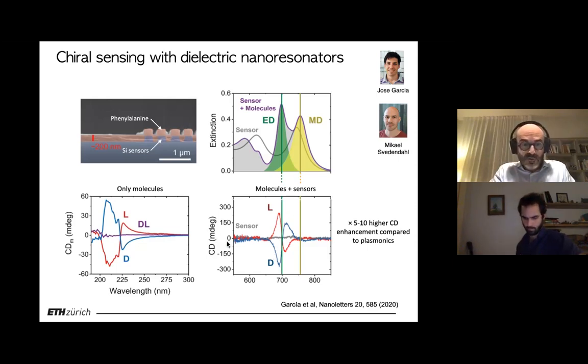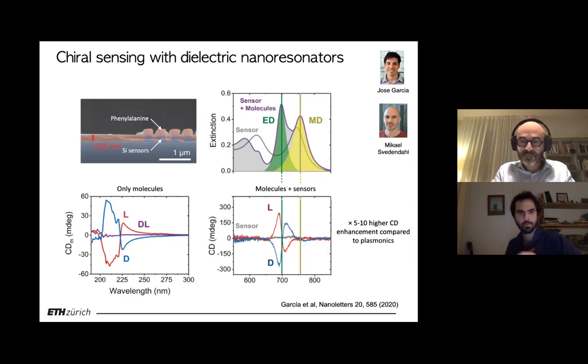Also, another thing you should notice is the vertical axis. So here it is in milli-degrees, and so you can see that actually the response in the near infrared is not only appearing, it is also significantly stronger than what would happen in the UV. So this is what we believe is a very exciting area, and we keep, let's say, pushing this line of research.